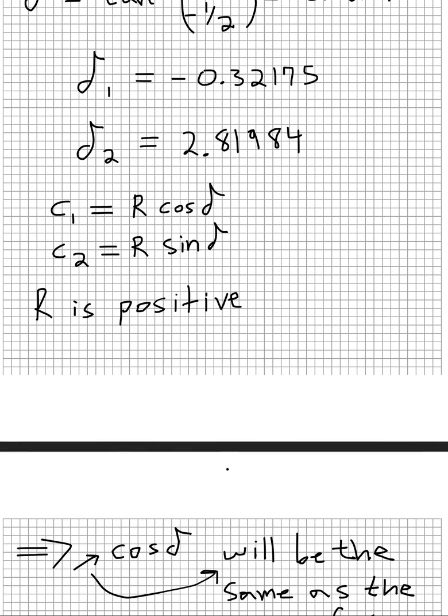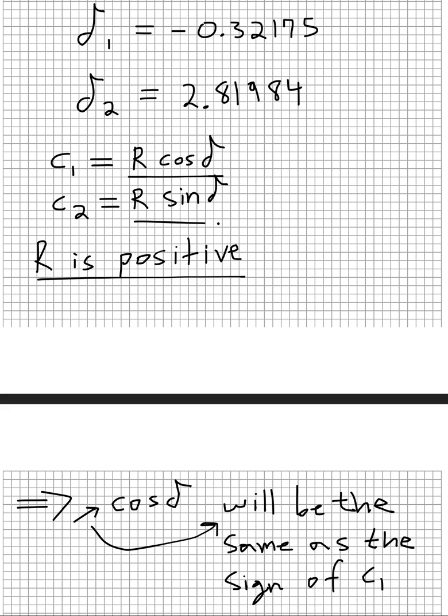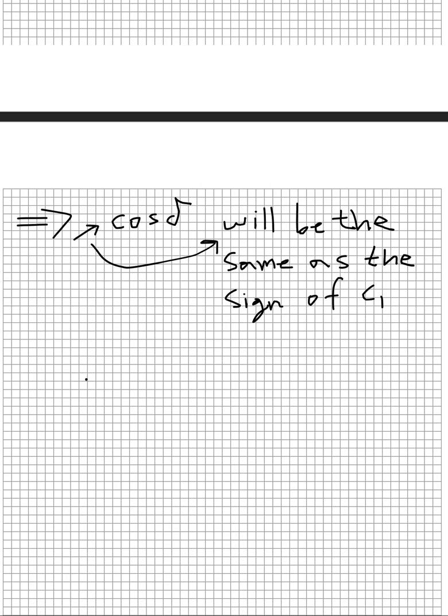Coming up here just for a second, what did we say? R is positive, right? So this value here is positive. That means the sign of C1 also needs to be positive, so that's the connection we can make with that statement. And also, the sign of sine delta will be the same as the sign of C2. Here sine delta is positive, so therefore C2 must be positive. Therefore, in our particular case, cosine delta is actually going to be less than 0, and sine of delta is going to be greater than 0.